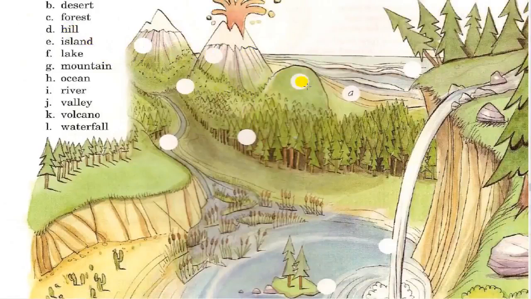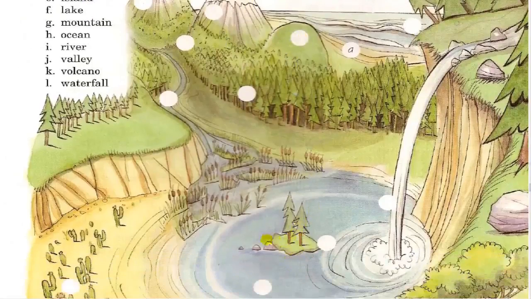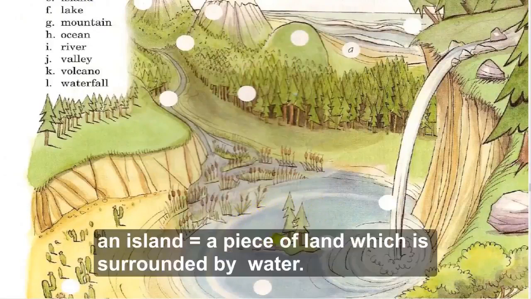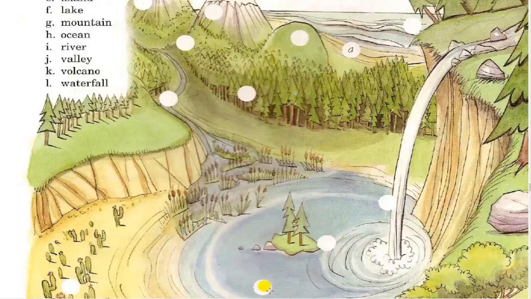E, island. An island is land which is surrounded by water. So this is an island, number E. F, lake. The island is in the lake. A lake such as Nasser Lake or Ismailia Lake.